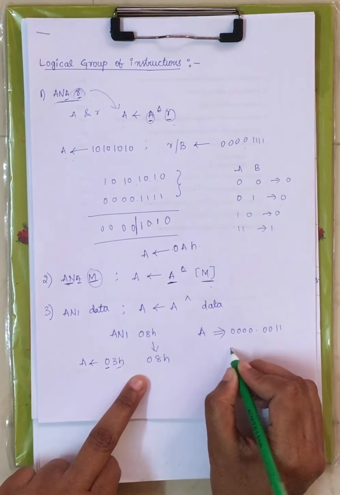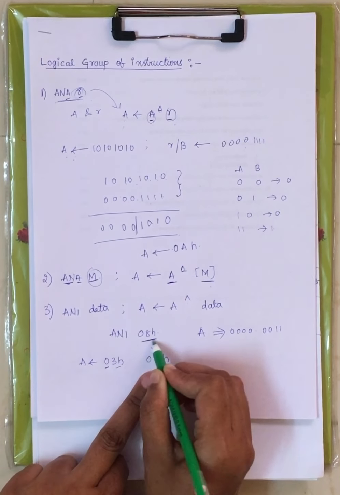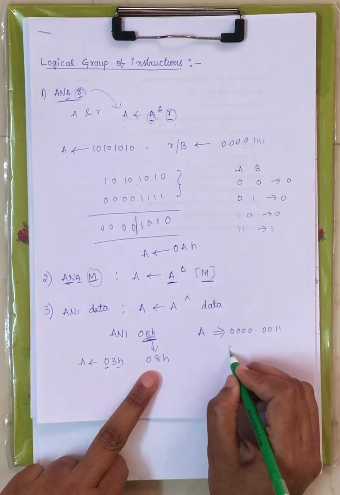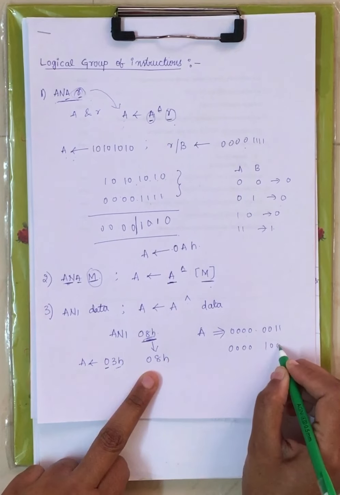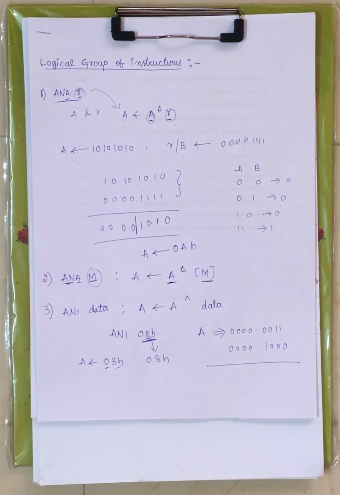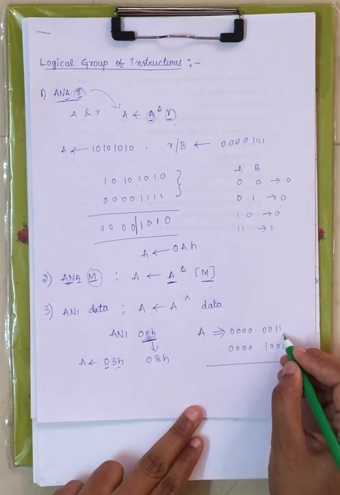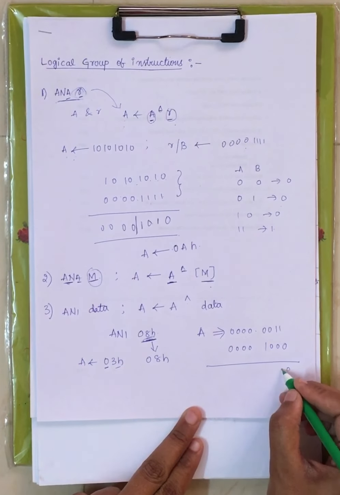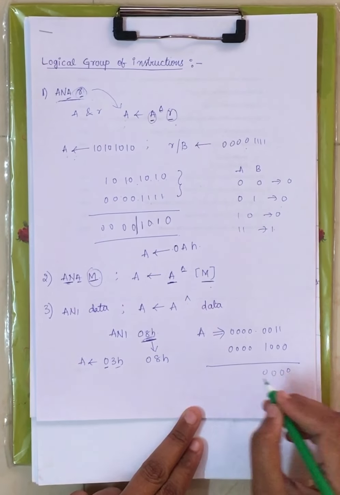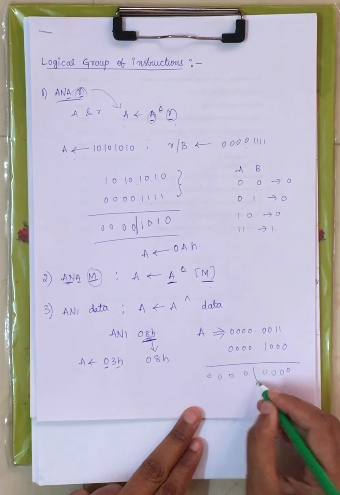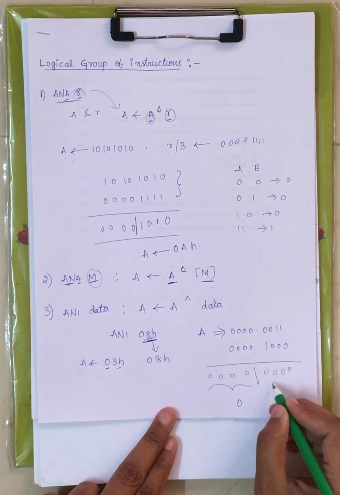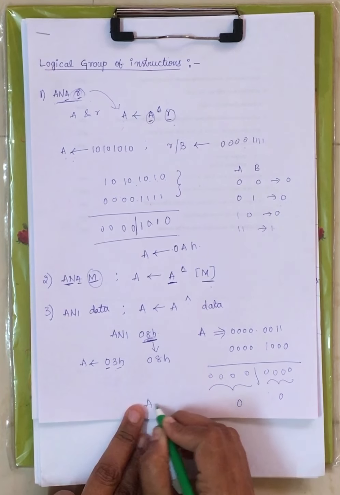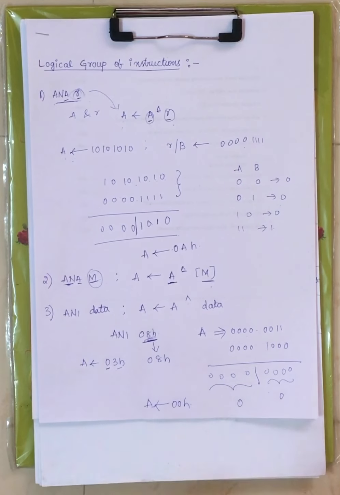This is the accumulator content. Next, the immediate data specified within the instruction is 08H. Represent it with 4 zeros, then 1000. Now between these two data we perform the AND operation: 1 AND 0 is 0, 0 AND 0 is 0, and so on. Now all are 0. Convert this into hexadecimal format by dividing into 4-bit groups. This is 0, this is 0, and the result is stored in the accumulator. Now this is about your logical AND operation.